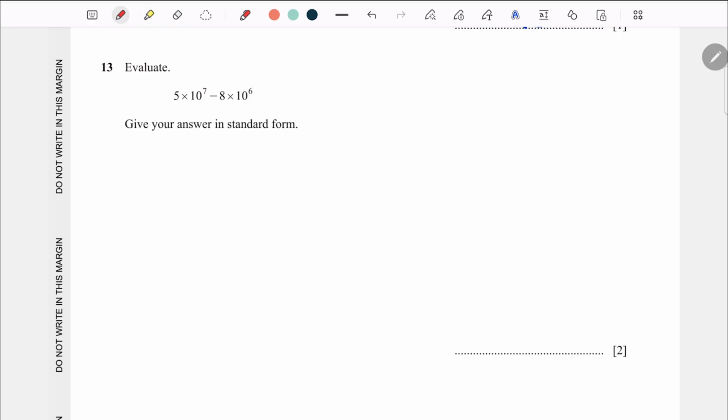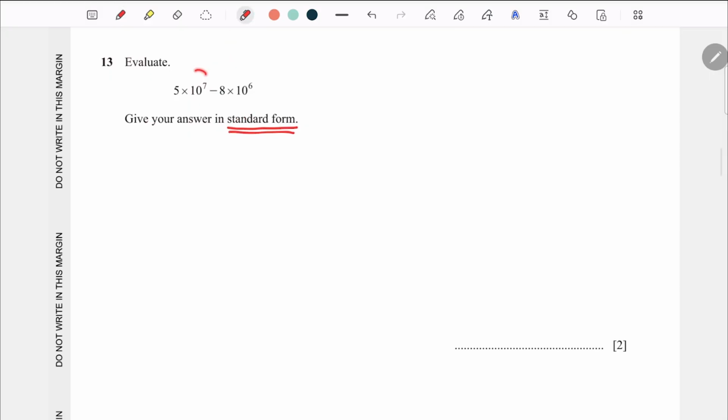In question 13, evaluate 5 × 10^7 − 8 × 10^6. Give your answer in standard form. So basically, first I'm going to make both these powers of 10 uniform so that I can then subtract 5 and 8. I can either convert 10^7 to 10^6 or this into 7. I'm going to do 10^7 first.